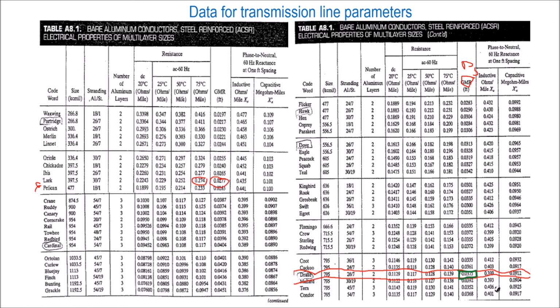Then we have to put the respective type's GMR value. Suppose for a Lark type it is 0.0277. For Ostrich type it is 0.0230, right? So don't worry about the type. So data is given here. For any type you can determine the inductive reactance or inductance, right?